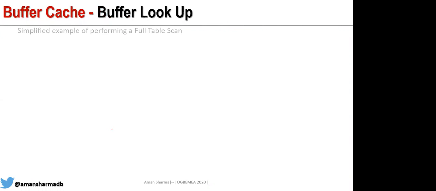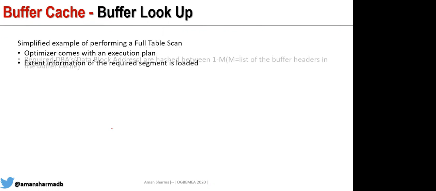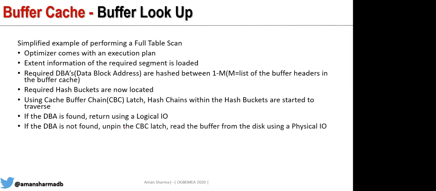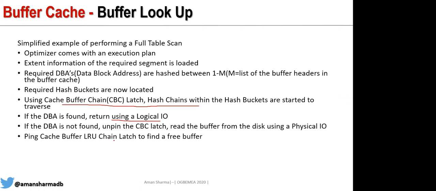Now, the lookup is done in a very simplified way like this. Oracle finds out the plan. It finds the segment and data block address, looks for the buckets, and looks in the cache buffer chain to find the information. If the buffer is found, it is returned as a logical IO. If the buffer is not found, then it releases the CBC latch, reads the buffer from physical IO, puts that buffer in the buffer cache using the LRU chain latch, and then gives it back to the user.